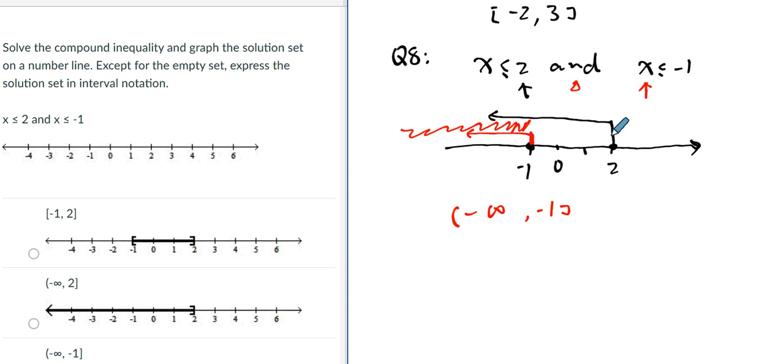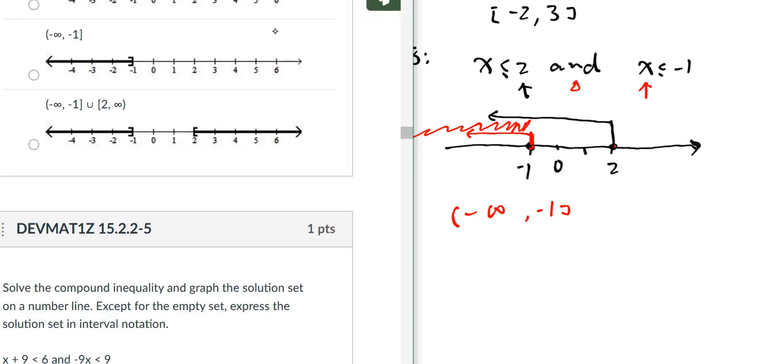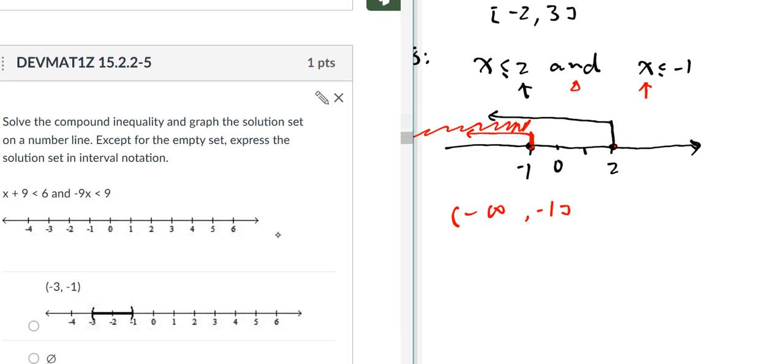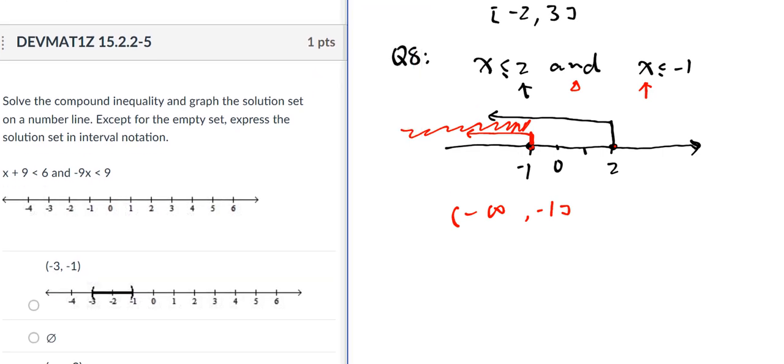Why is it not in the middle? Again, one more time. 0 is less than 2, there is no problem. But 0 is not less than -1, 0 is greater than -1. So any point in between these two, from here to here, is not included. It has to be from -1 going to the left. Okay? So that was 8. And here is 9.